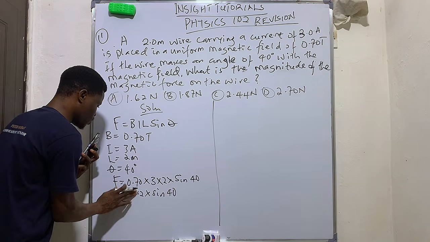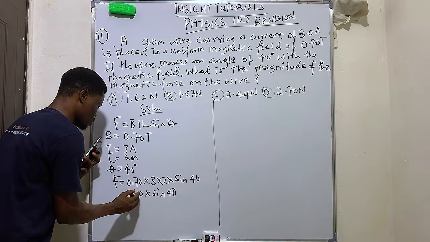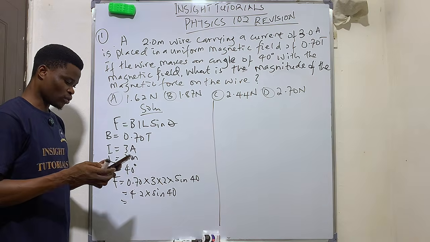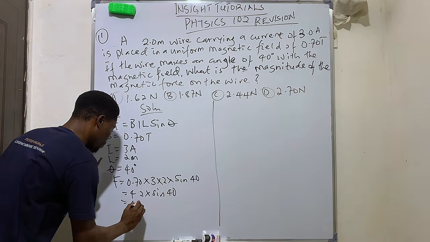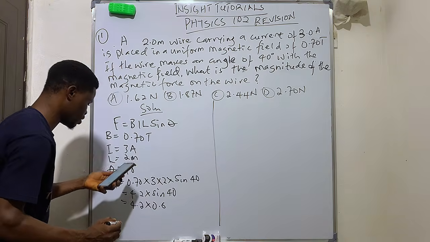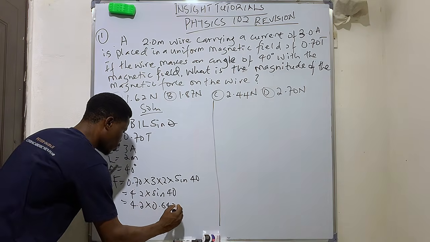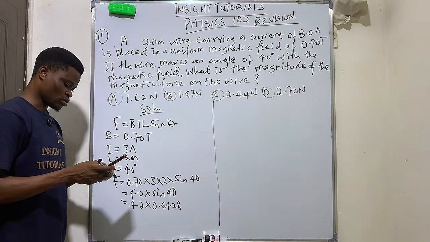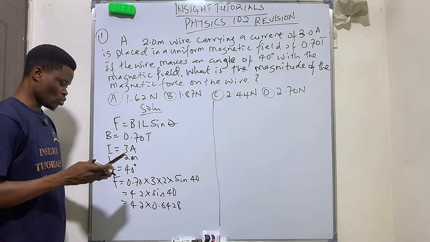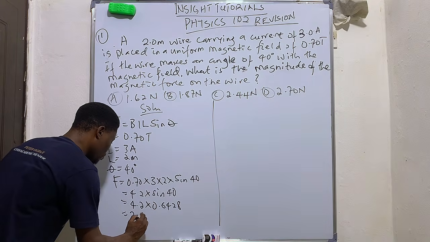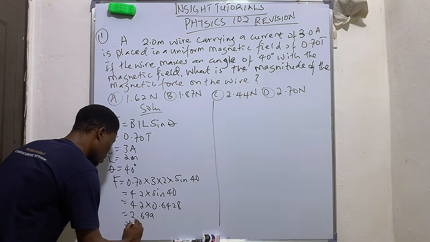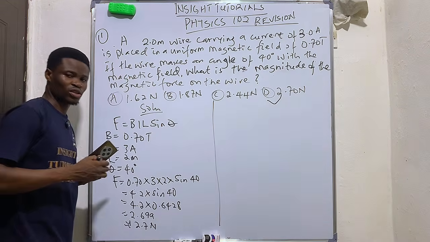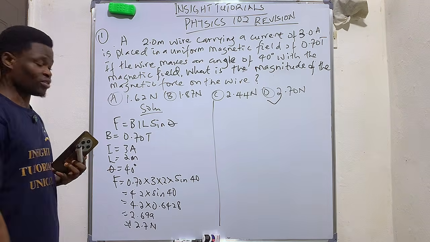So what is sine 40? We all know that sine 40 is approximately 0.64228. So if we multiply that by 4.2, we have 2.699. So approximately it is 2.7 Newton. So it happens that option D is the correct answer. We'll go to the next question.